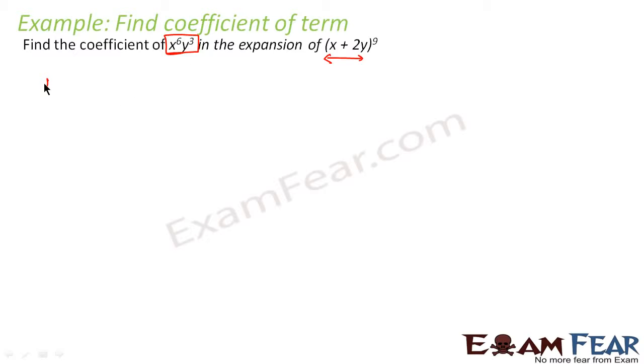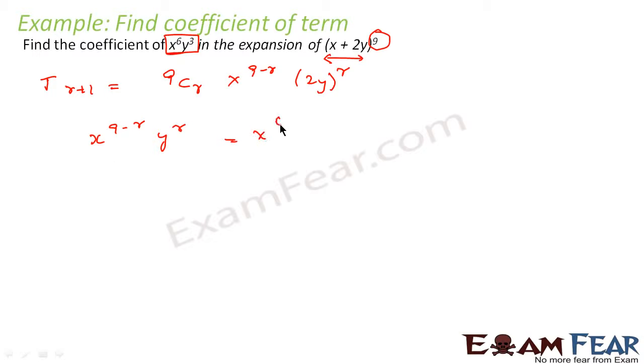So if you see, we will find first t(r plus 1). For this, any term t(r plus 1) is equal to 9Cr, because the n is 9 here, 9Cr into x to the power 9 minus r into (2y) to the power r. This is nCr. Now we are told that this term is equal to x to the power 6 into y to the power 3. So we can say x to the power 9 minus r into y to the power r, because I am taking just the powers, is equal to x to the power 6 and y to the power 3. Correct?